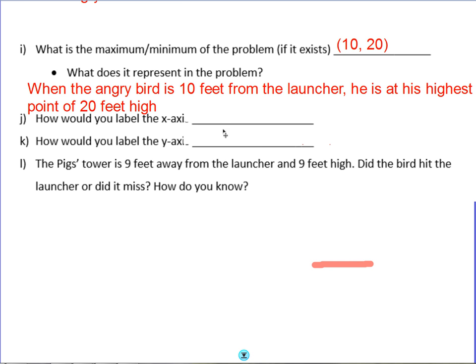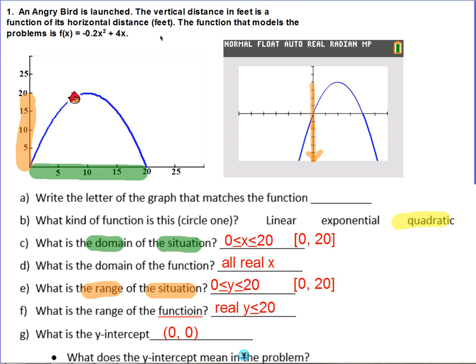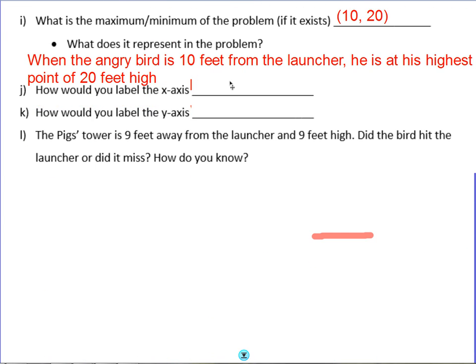Okay, so how would we label the axes? Okay, the x-axis, let's go back to the problem to figure this out. The vertical distance in feet is a function of, so that's telling me that the vertical distance, and I'm just going to abbreviate for right now. This is the vertical because it says vertical distance is a function of the horizontal distance. So how high something is depends on how far it's gone. So let's come back down here. And so the horizontal distance in feet is the x-axis, and the vertical distance in feet is the y-axis.